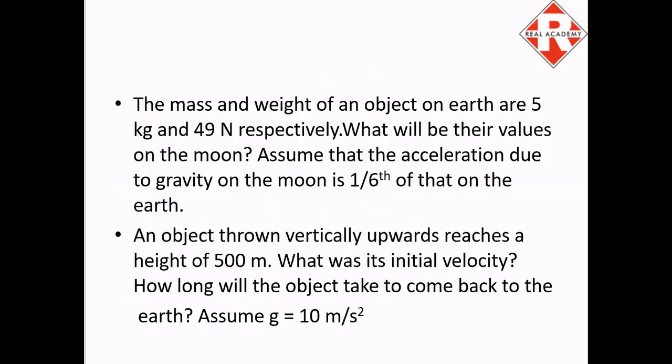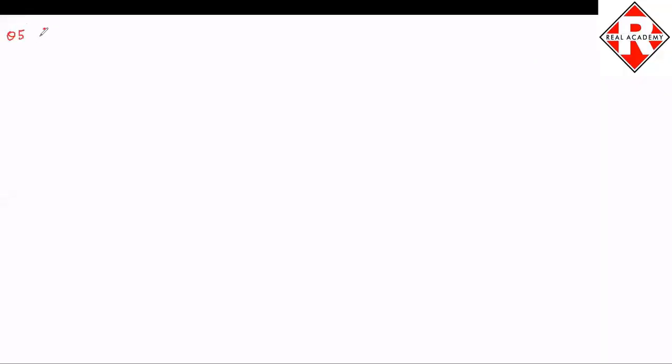Let's see the next question. This is question D. Okay. An object thrown vertically upwards reaches a height of 500 meters. What was its initial velocity? How long will the object take to come back to the earth? So when I assume this, how long the object, that means I have to find time t, the value of t while going upwards and while going downwards, the total time taken by the object to reach the earth, right? And we have to assume g is equal to 10 meters per second square. So this is our question 5D.